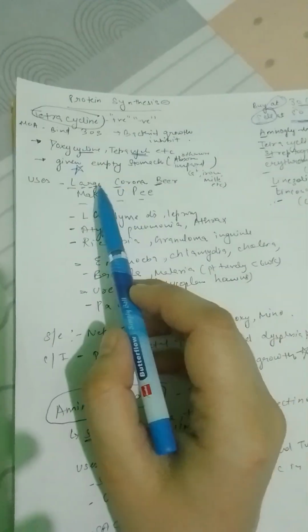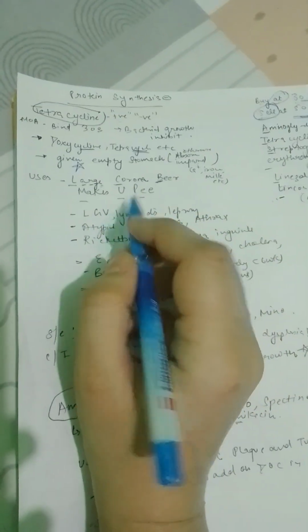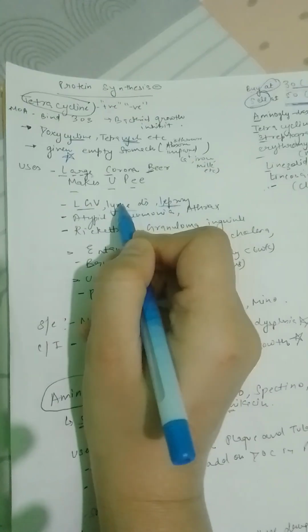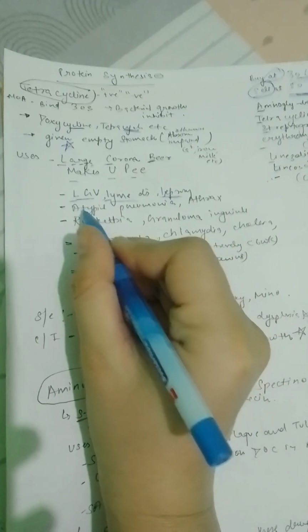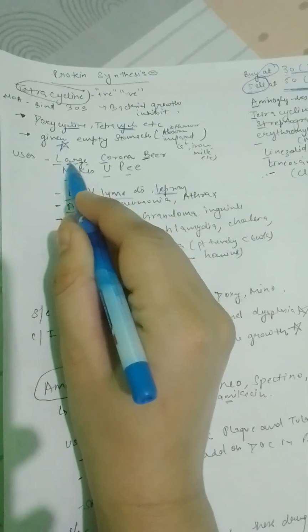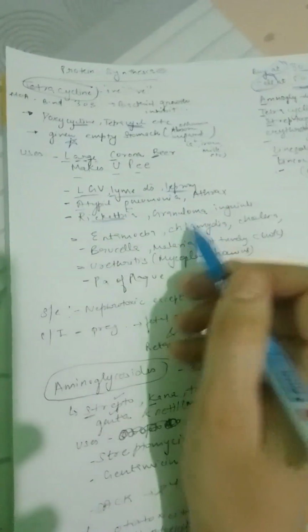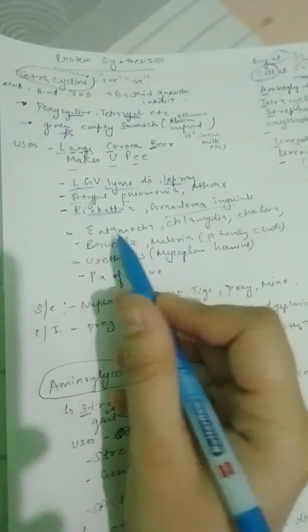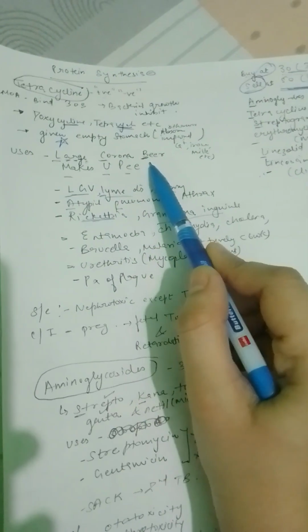Then the uses can be remembered by the mnemonic "large corona beer makes up". That is just for mnemonic. For example, LGV infection, then Lyme disease, then leprosy, these are the L's. So it is used in these diseases. Then atypical pneumonia, then anthrax also, then rickettsia, and then granuloma inguinale. So just follow the mnemonic and you don't have to go into too much detail. You don't have to learn all of it, you have to learn the mnemonic. Then from E it will be entamoeba, then from C it will be chlamydia, cholera, then from B brucella will be there.